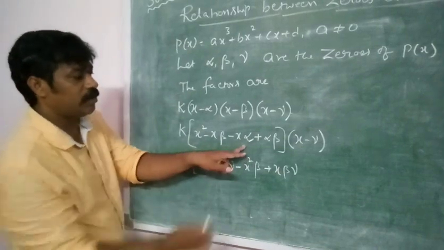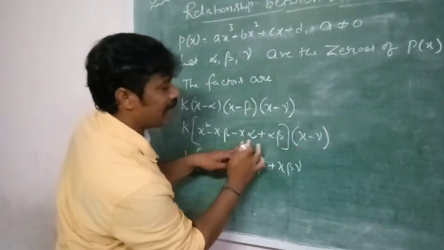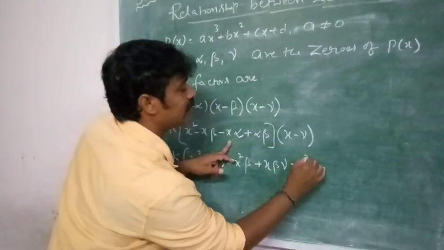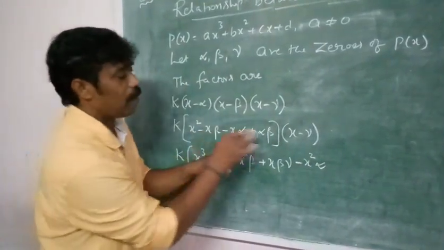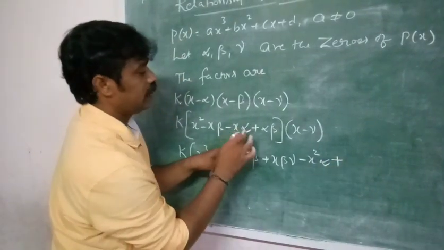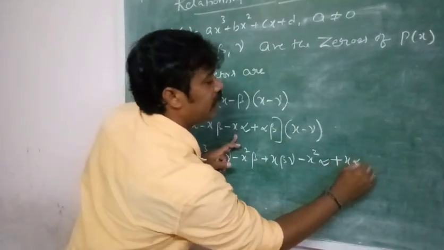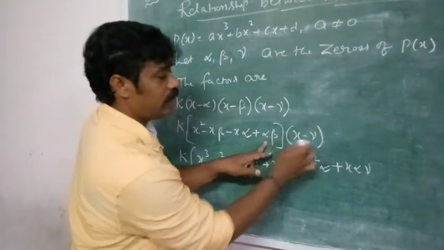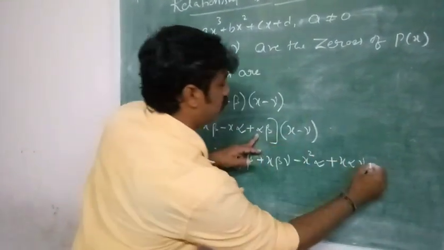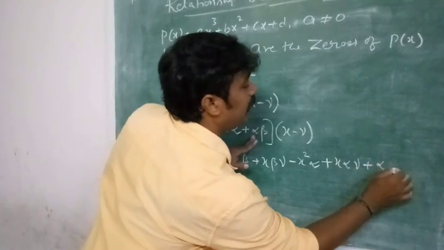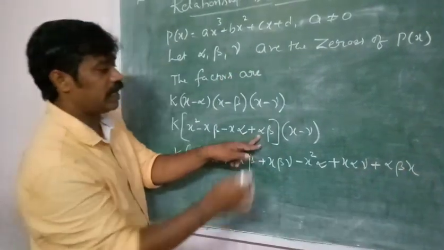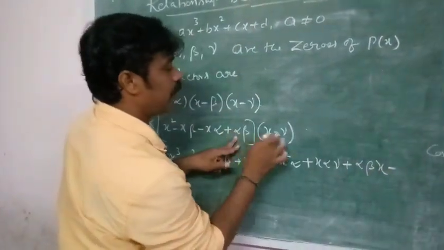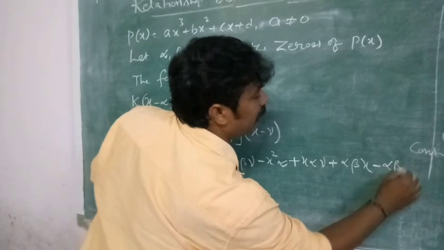If you take the third term and multiply with these 2 terms, minus x alpha into x, you will get minus x square alpha. Then again minus into minus is plus, so x into alpha into gamma, you will get x alpha gamma. Similarly, if you take the last term, again we have to multiply with these 2. So alpha beta into x, you will get alpha beta x. Then plus into minus gives minus, alpha beta into gamma, that is alpha beta gamma.